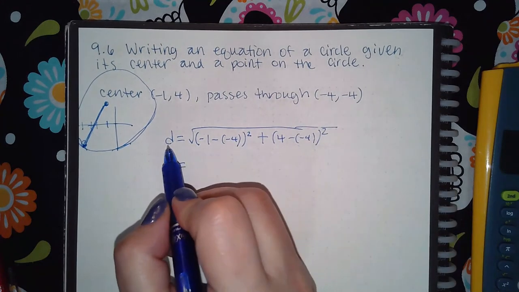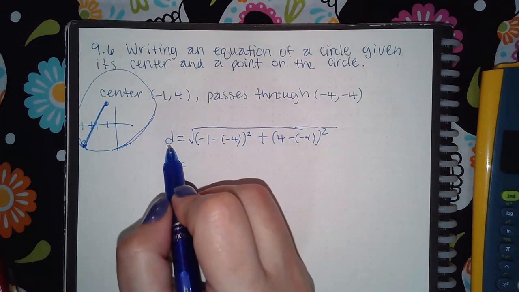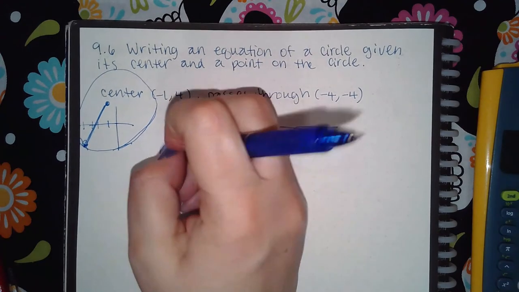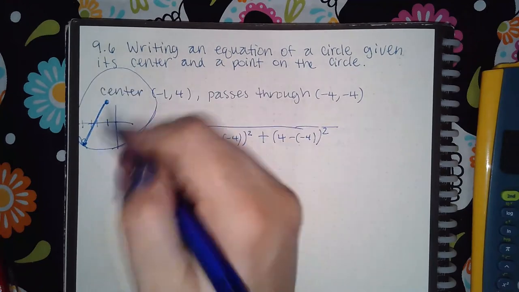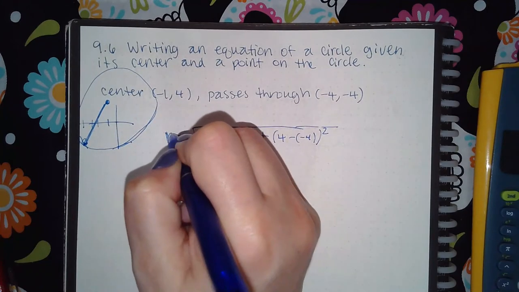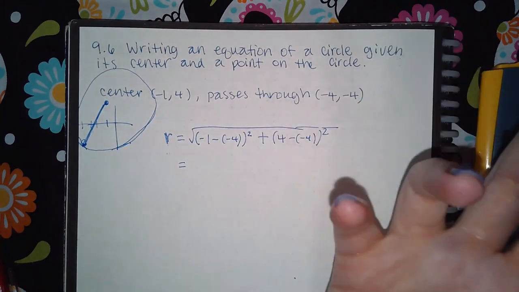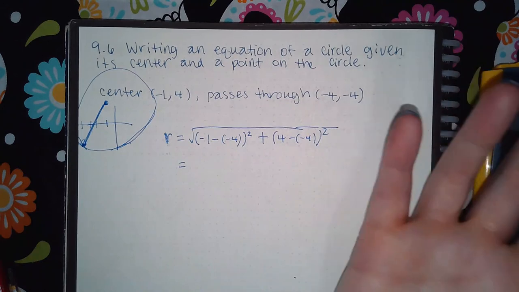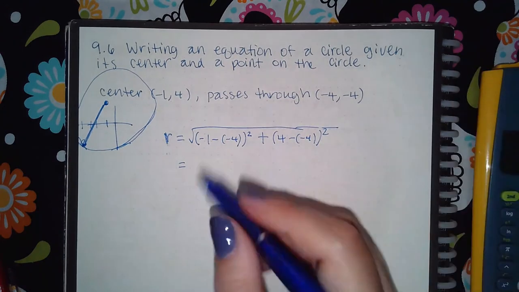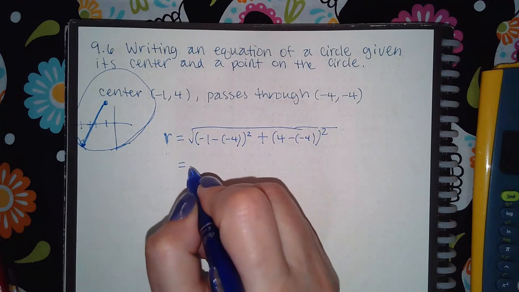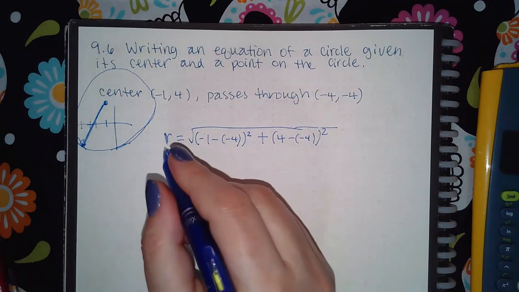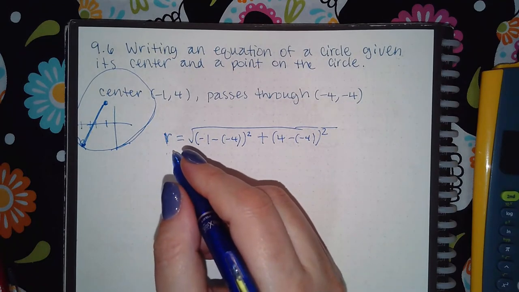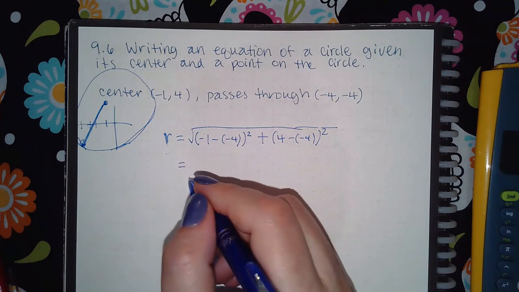And this is not D for diameter, this is D for distance. You could also just write R, since we know that that distance would be the radius. So you don't get confused between the D for distance and the D for diameter. Normally they use capital D, actually, and I think I used lowercase d when I wrote the formula for the first time.